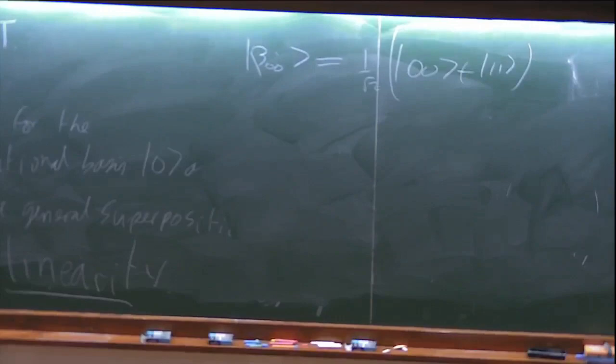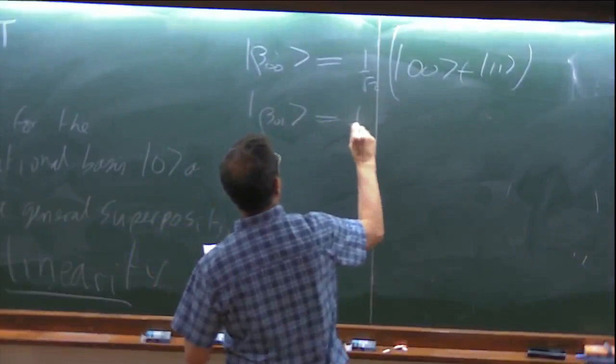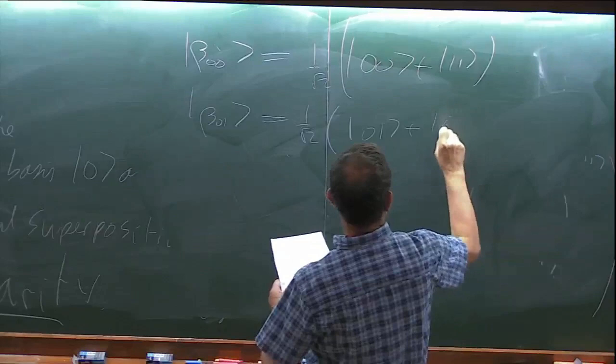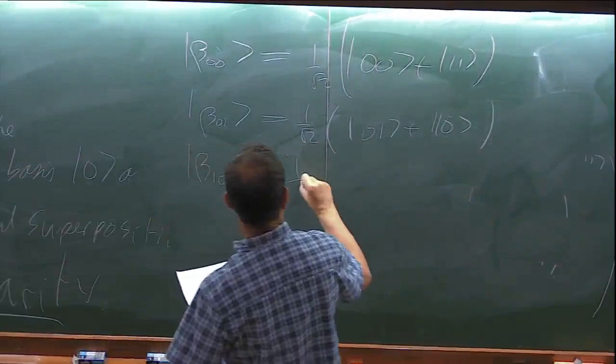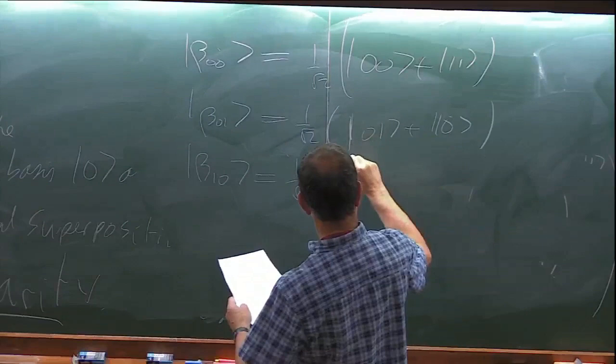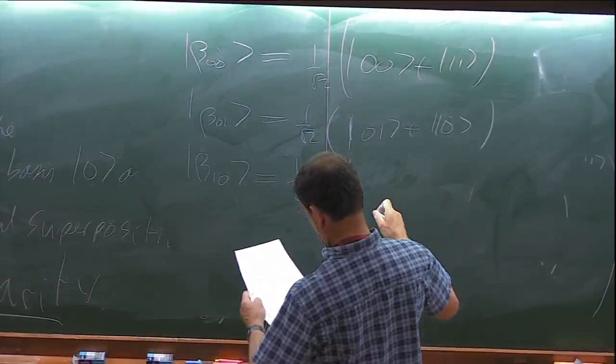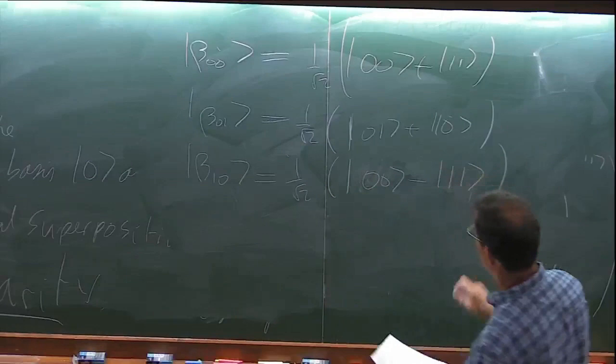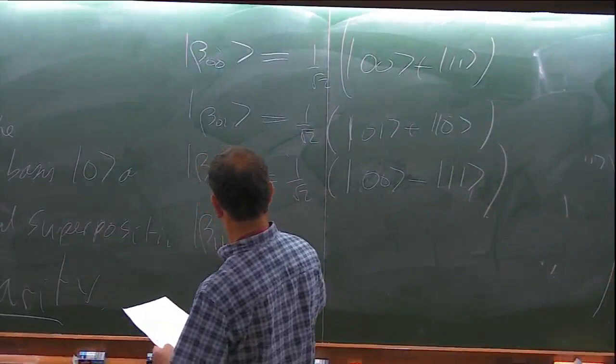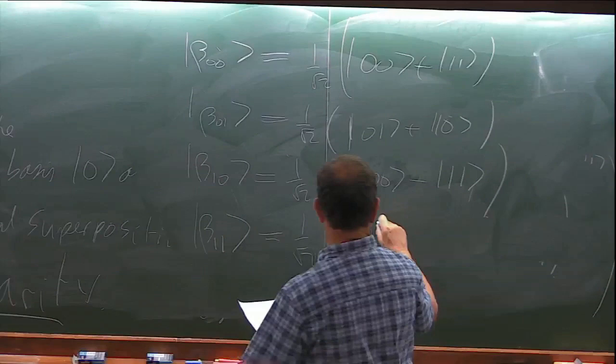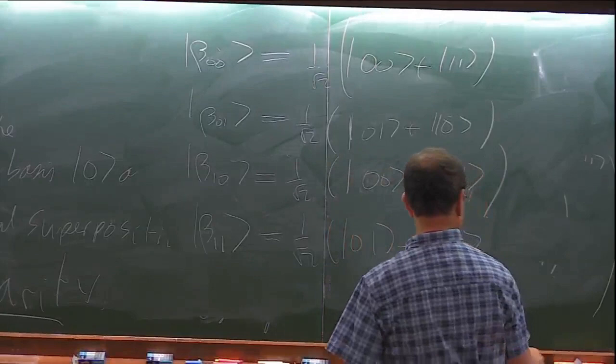So beta 0,1 is 1 over root 2 times (|01> plus |10>). Beta 1,0 is 1 over root 2 times (|00> minus |11>). The reason for my notation will be clear in a minute. And beta 1,1 equals 1 over root 2 times (|01> minus |10>). So these are the four Bell states. They're all entangled states.